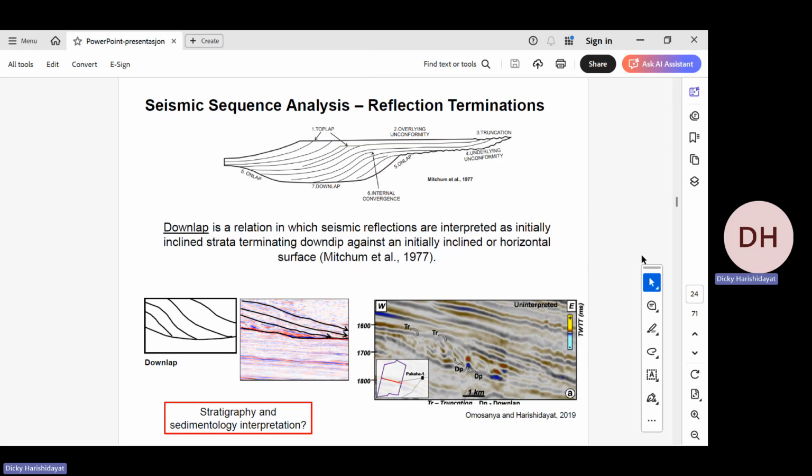Another reflection termination is downlap. It is a relation in which seismic reflections are interpreted as initially inclined strata terminating downdip, to the distal part, against an initially inclined or horizontal surface. So most probably the downlap reflection termination is located on the distal part of your area.